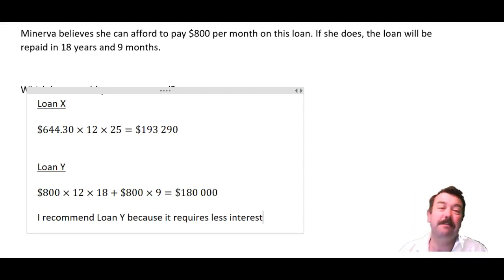Anyway, that's it for comparing loans. We might compare them with an equivalent flat rate of interest, which we looked at in the first example in this video. Or we might compare them by simply looking at the total repayments, and that's what we've done in this second exercise of this video.